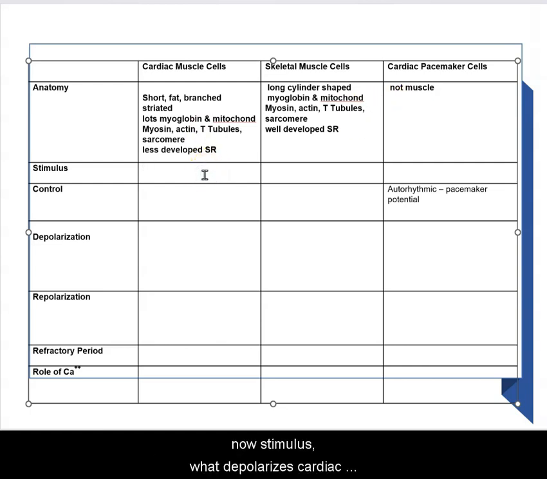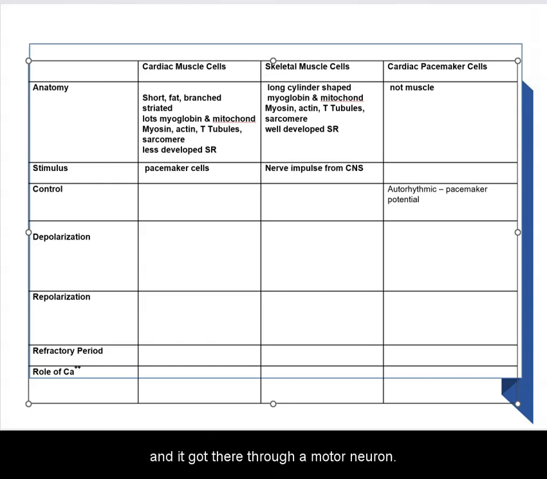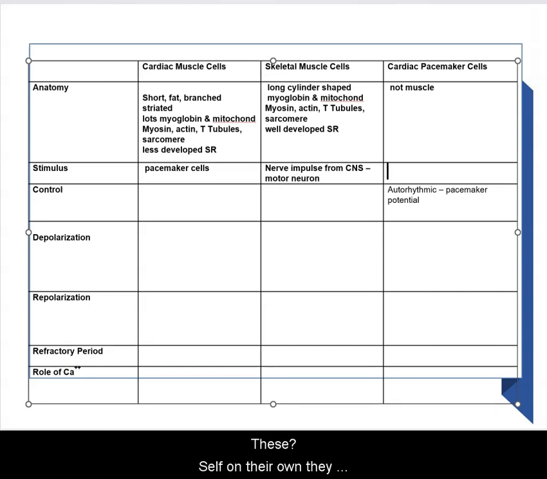Now, stimulus, right? What depolarizes cardiac muscle? The pacemaker cells. What depolarizes skeletal muscle? Remember, we need a nerve impulse from the central nervous system, and it got there through a motor neuron. The pacemaker cells, on their own, they depolarize. They open up the channels and it comes in.